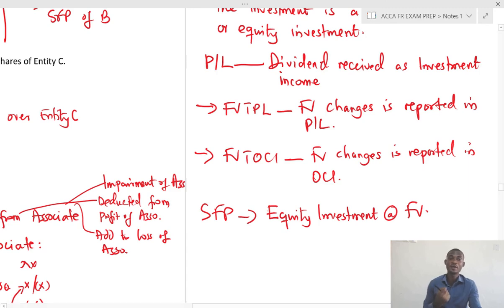So this is how we account for the various types of investment which you are likely to meet in the exam. I hope this helps in your preparation for the FR exam.